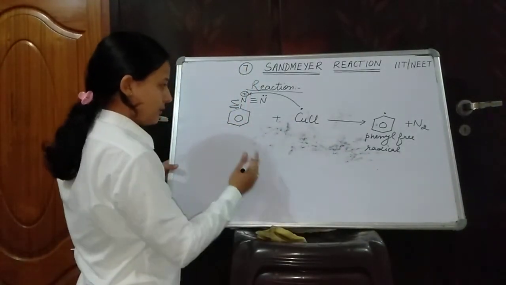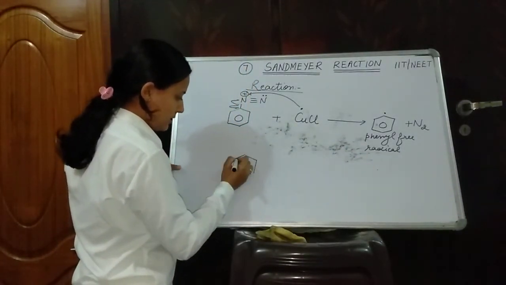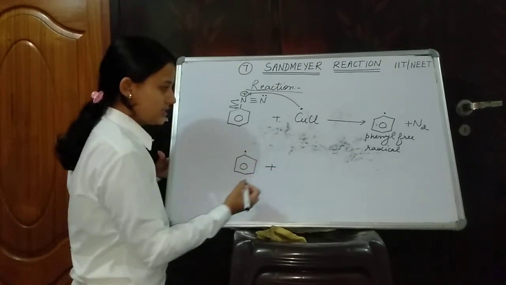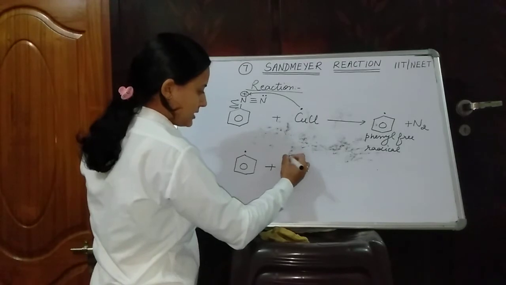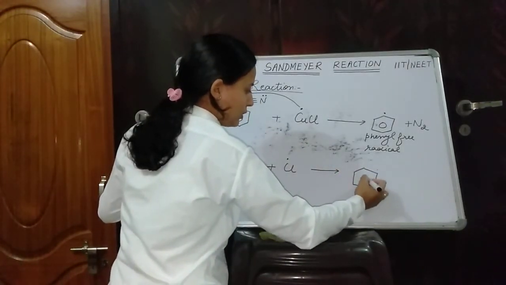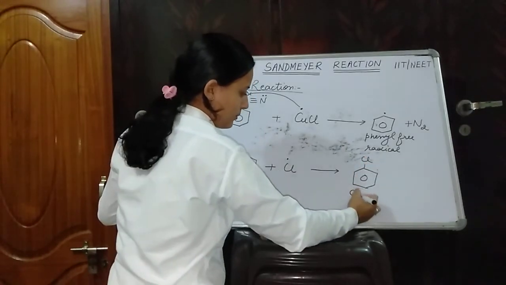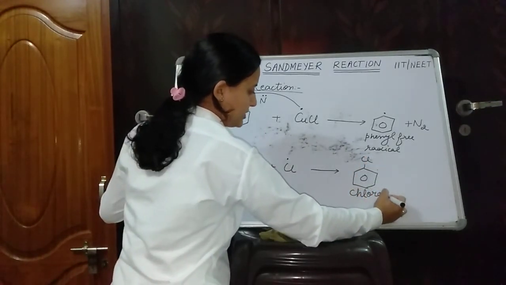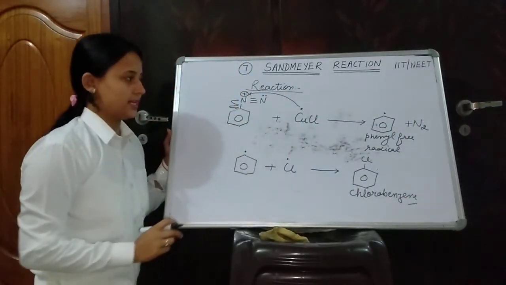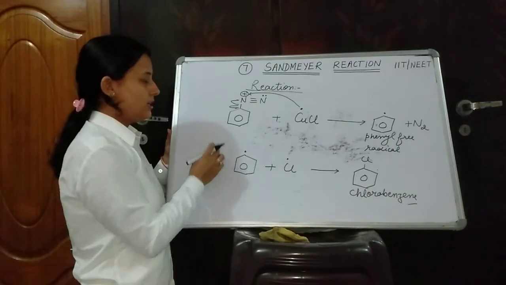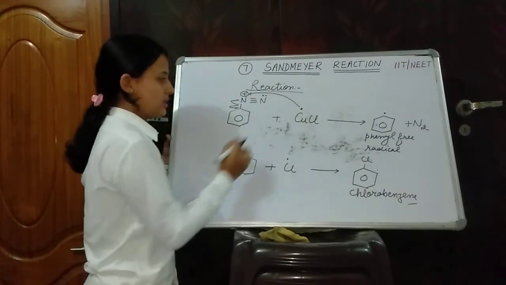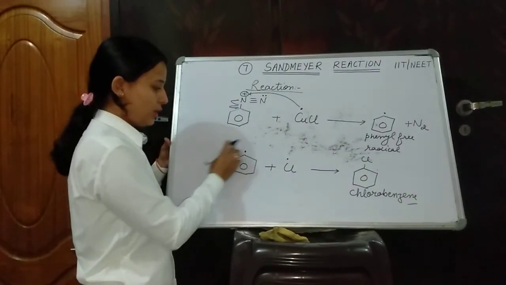Now we are reaching our last step of the reaction. This is our phenyl radical and in the second step we have generated the Cl radical. In this way, formation of chlorobenzene with evolution of nitrogen gas. Thus you can see from the reaction mechanism, this is a free radical reaction mechanism and this is for aromatic compounds.